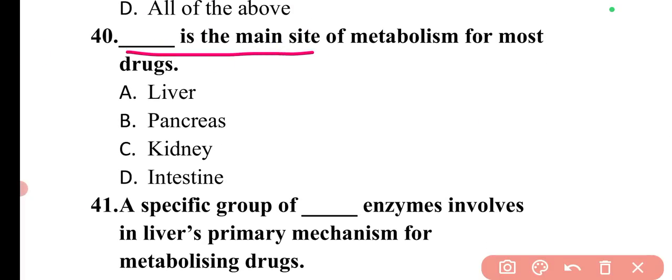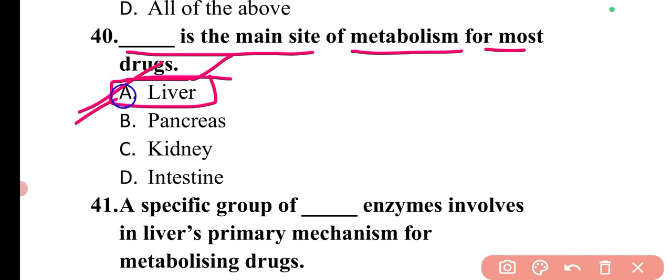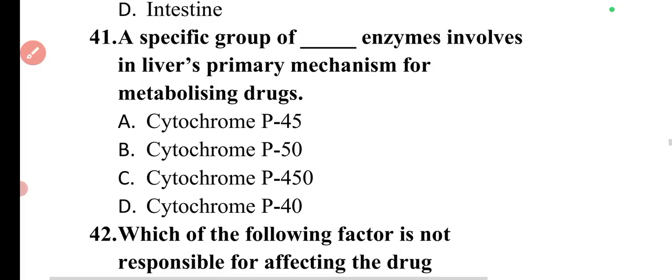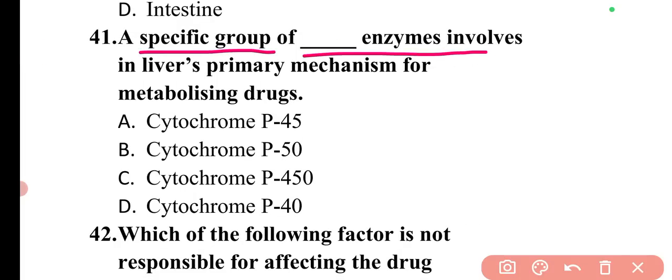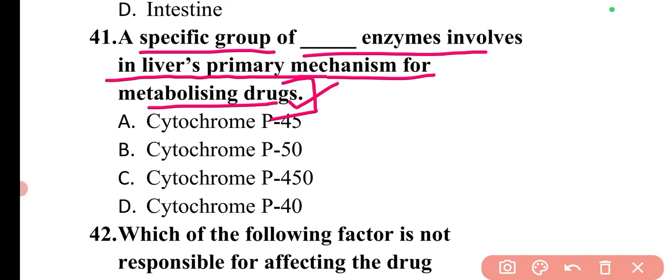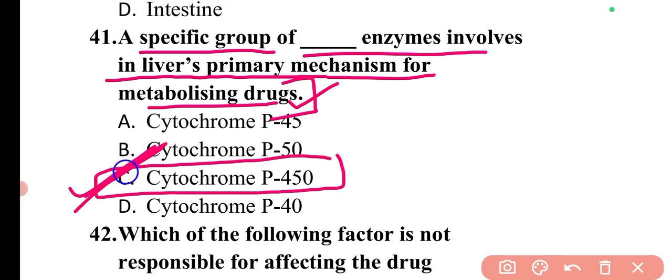Next question is, dash is the main site of metabolism for most drugs. The main site of metabolism is the liver, and for excretion it is the kidney. Next question is, a specific group of dash enzymes involved in the liver's primary mechanism for metabolizing drugs. So in case of drug metabolism, cytochrome P450 are the special group of enzymes, and those are involved in the liver's primary mechanism for metabolizing drugs.